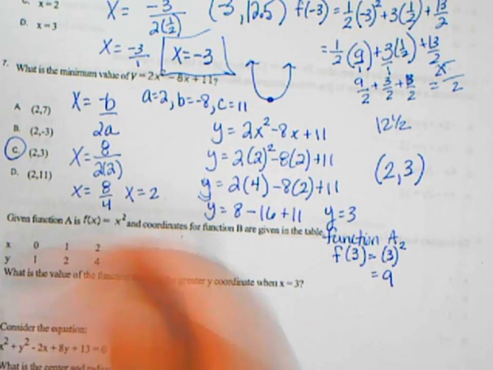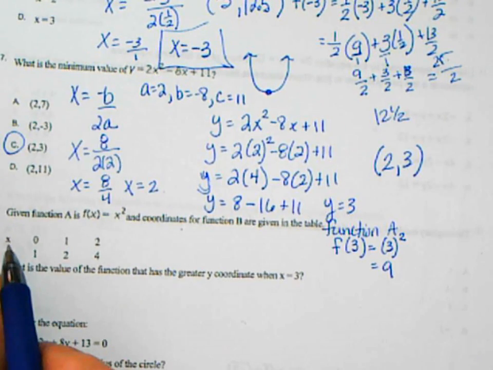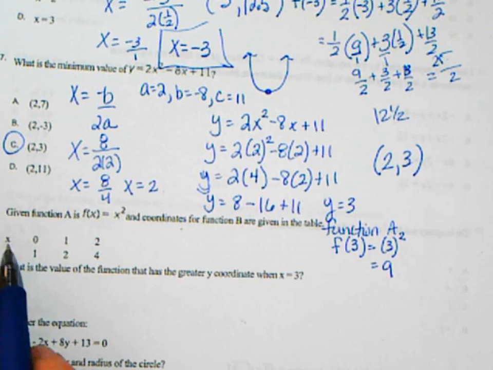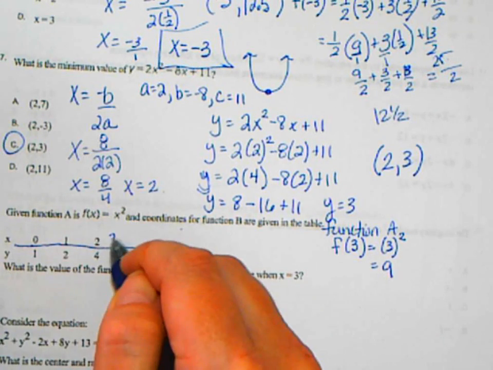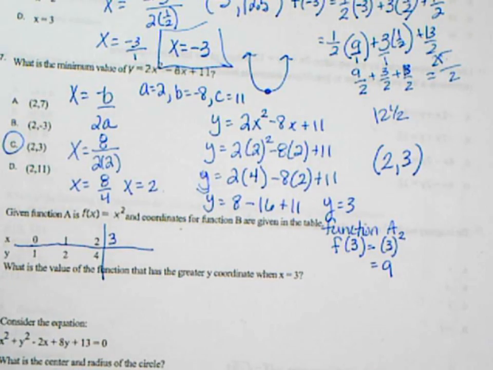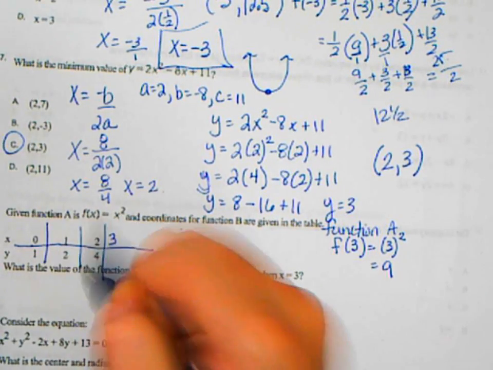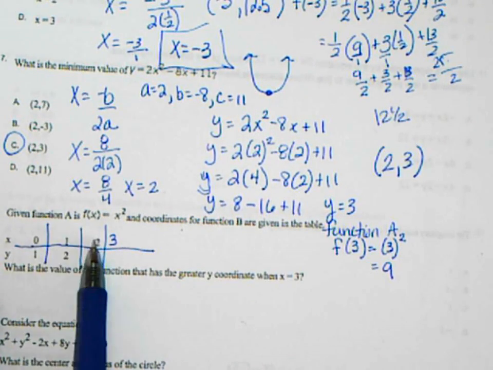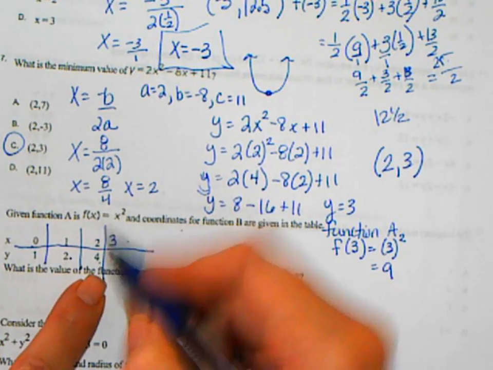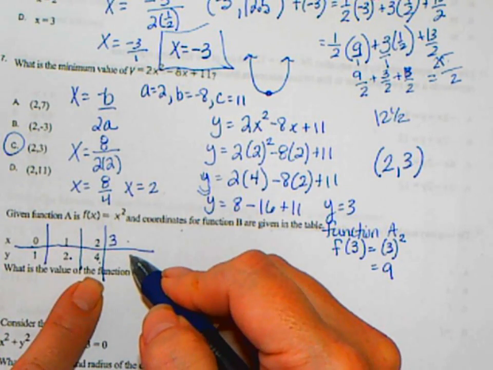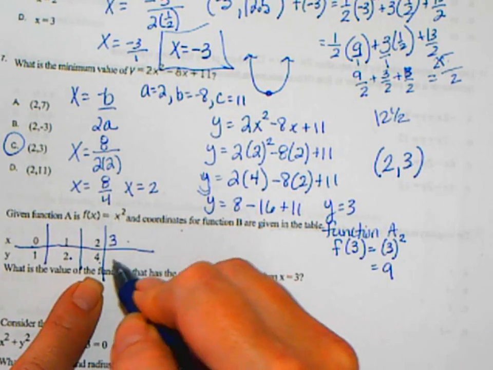This is function B. Notice we got to find a pattern. X is 0, 1, 2. So we know our next x value is going to be 3, right? Look at your y values. As x increases by 1, what are your y's doing to get to the next term in the pattern? Doubling. Because 1 times 2 is 2. 2 times 2 is 4. 4 times 2 is 8.